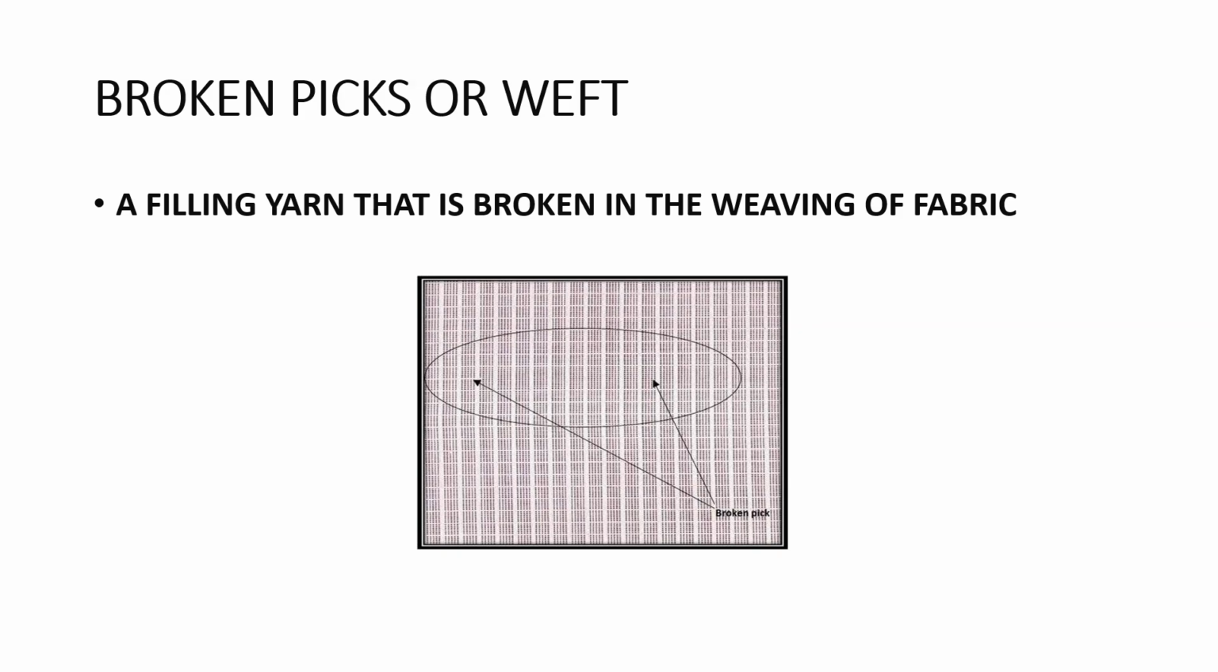So next time, students, if you find such a defect in the fabric, you can easily understand where it has come from. People may ask you, by showing this fabric, can you identify this defect? Yes, you can identify this defect, and you can easily say that it is due to the broken pick or broken weft, and this is due to weaving. So that is the answer to that question.